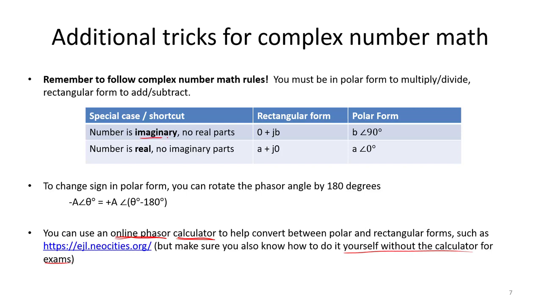If you have a completely imaginary number with no real part, remember that number in rectangular form will be written as j times the value. And in polar form, since that number is completely imaginary, we can just write it as b angle 90 degrees, where b is that complex number's value. Remember, this is the case because on the complex plane, if you're completely imaginary, your real component will be 0, and our phase angle theta will be 90 degrees.